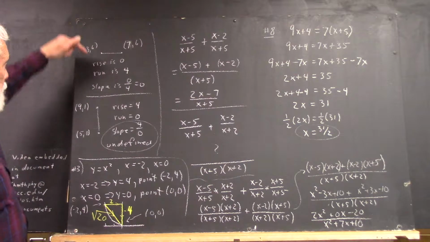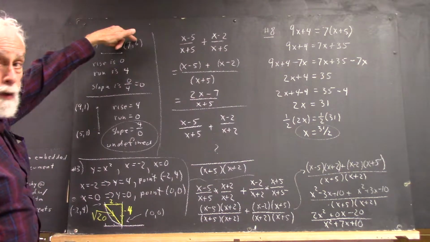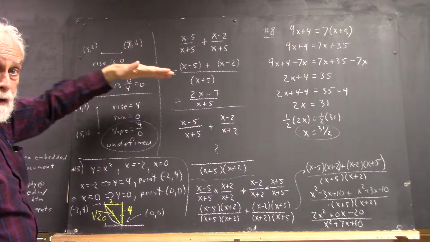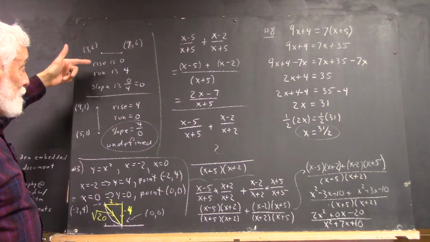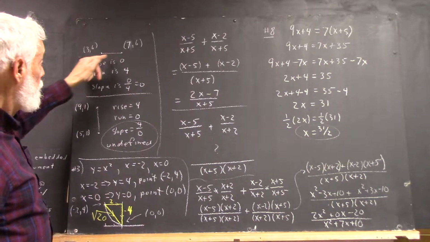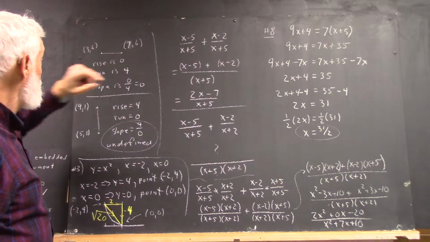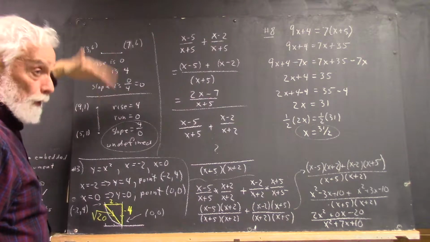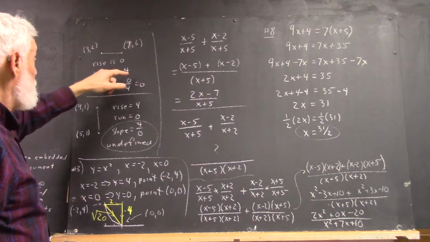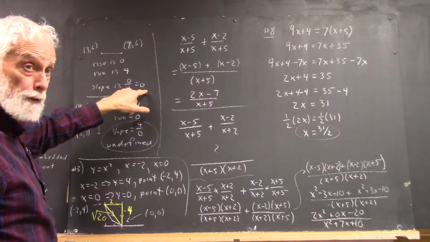A couple of comments. If you have 2 points with the same y-coordinate, that means one is horizontally across from the other, and the fundamental triangle will then have a perfectly good run. The run for 3, 6 to 7, 6 would be 7 minus 3, which is 4. And the rise is 0. It doesn't go up or down. So the slope is 0 divided by 4, which is 0.